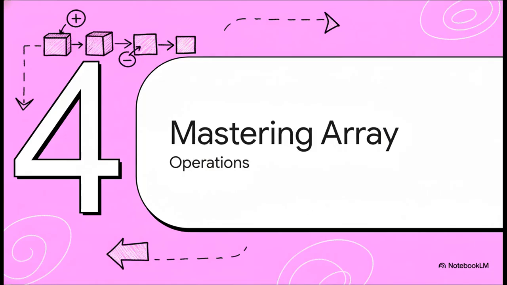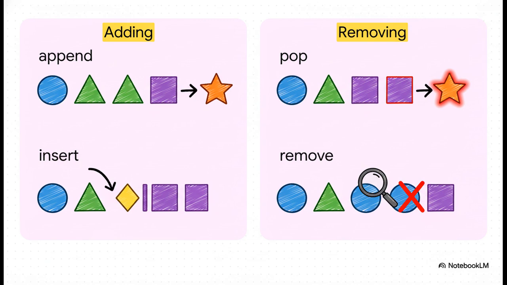Okay, so we know how to create arrays. Now let's get to the fun part. How do we actually work with them? Adding things, removing them, selecting just the bits we want. This is where you really start to code efficiently. You've got really precise control over your data. You can use append to just tack an item onto the end. If you need to put it in a specific spot, you use insert. To get rid of things, pop removes an item from a specific position, while remove actually hunts for a value and deletes the first one it finds.